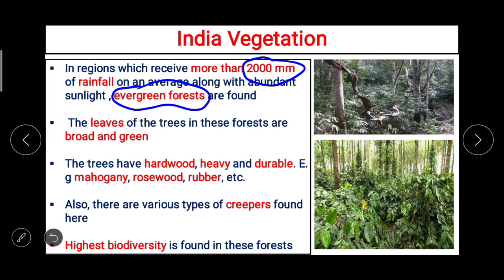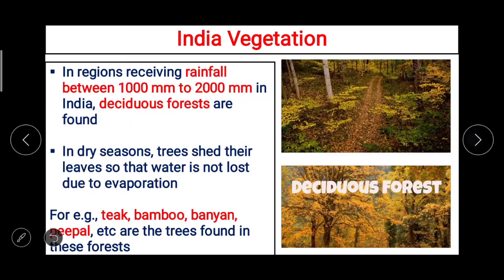The leaves of the trees in this forest are broad and green. The trees have hardwood, heavy and durable. For example, mahogany, rosewood, rubber, etc. There are various types of creepers found here, and highest biodiversity is found in these forests. As these forests are evergreen forests, तो वहाँ पर plants भी बहुत ज़्यादा होते हैं, and because of the plants, biodiversity जो है वो हमें वहाँ पर देखने को मिलती है.